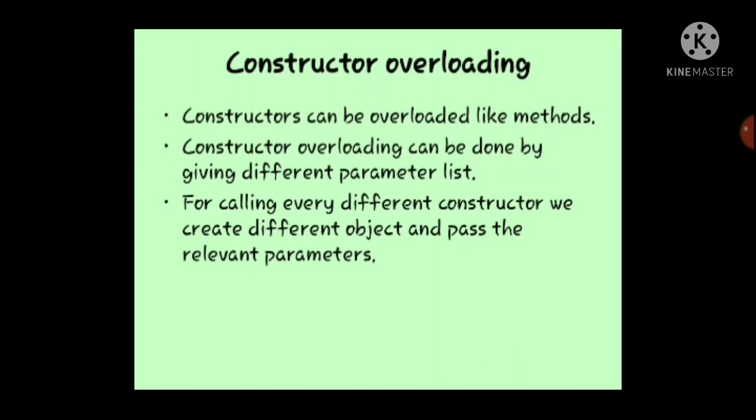Now it is constructor overloading. We saw classes and objects, we saw constructors, then it is constructor overloading. So what is overloading? We already saw overloading in methods. Constructors can also be overloaded like methods. When method overloading is done, we have the same method name for different methods with different parameters. When the parameter list is different, the return type can also be different. So that is the concept of method overloading.